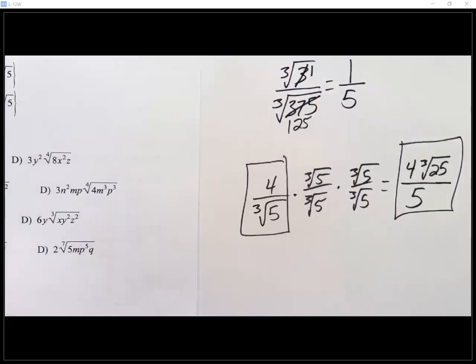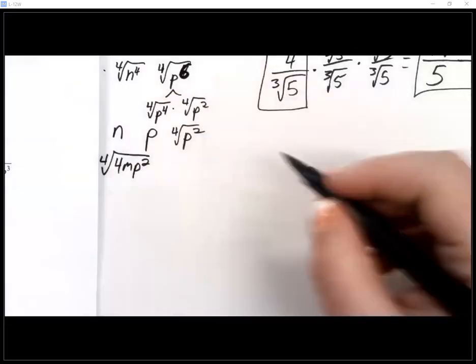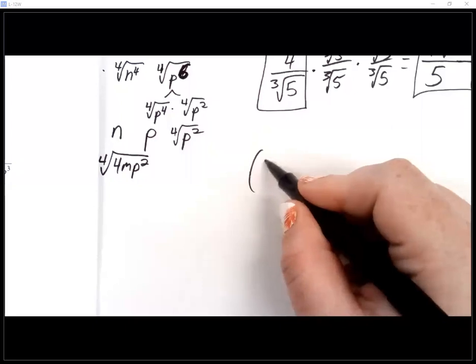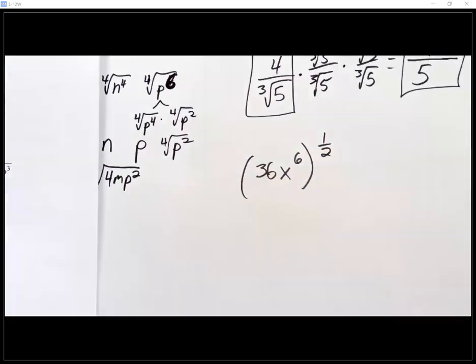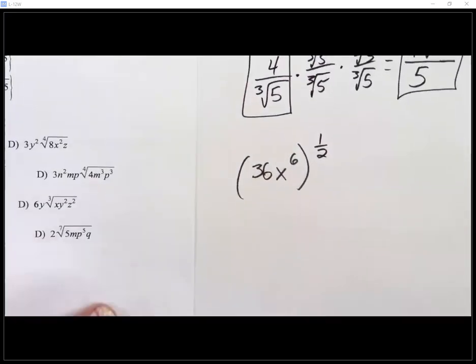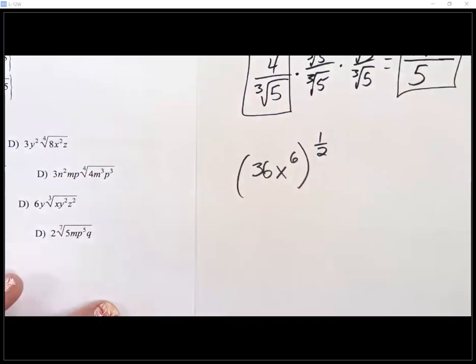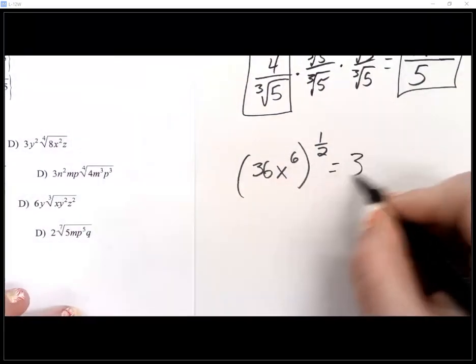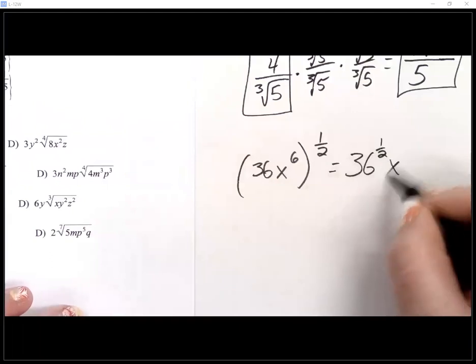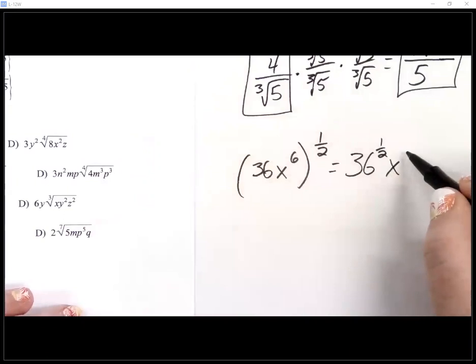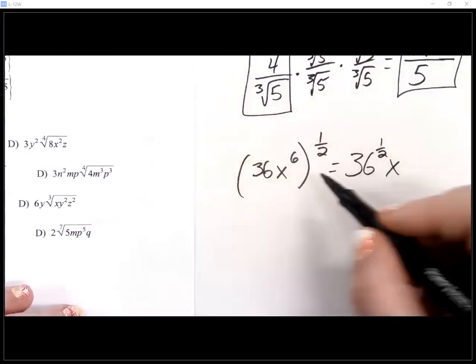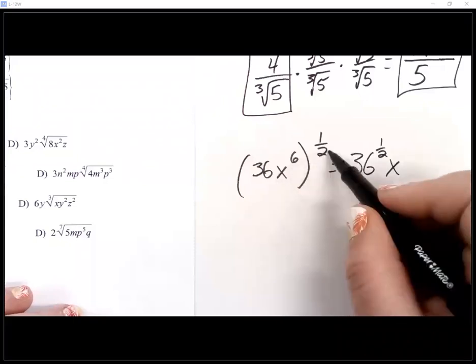63. Ooh, good question. 63 looks like this. We've got 36x to the 6th raised to the 1/2 power. Remember, when you are raising a thing to a power, everything in that thing gets that power. So this really turns into 36 to the 1/2 and x to the, what's the exponent? You're just multiplying the exponents, right? So 6 times 1/2 is x to the 3rd.